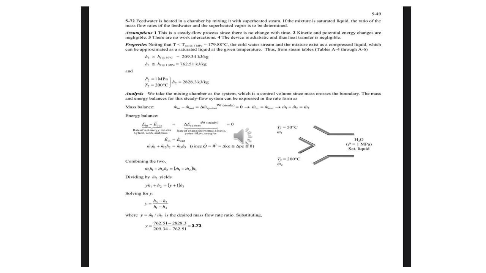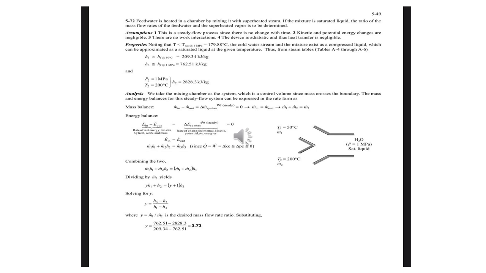Solution steps. In phase 1, we make assumptions and determine properties. The assumptions are steady state process, no change with time, negligible kinetic and potential energy change, no work interaction or heat transfer, adiabatic mixing. Properties are taken from the steam tables.